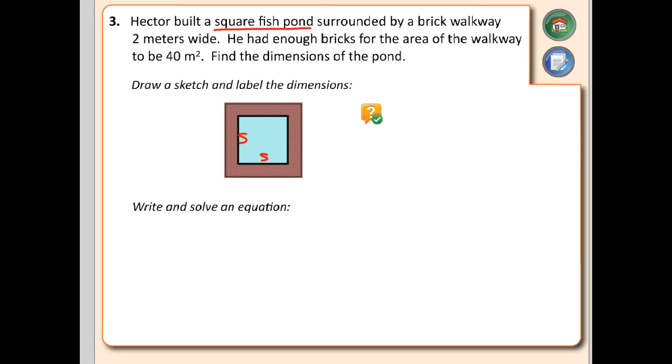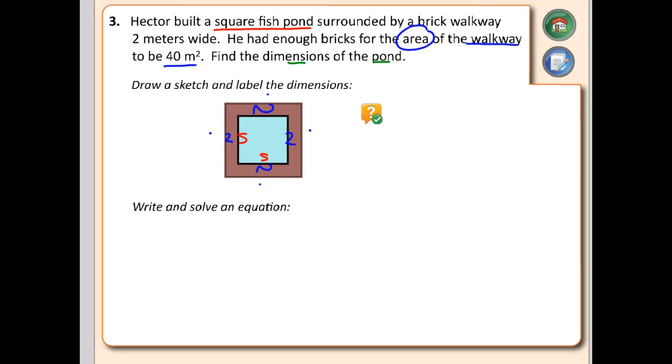Now, if you notice, we built a brick wall 2 meters wide around. I've got 4 sides around my pond, and I made each one of those 2 meters wide. So this is 2 meters, this is 2 meters, and this one is 2 meters. So we've got the pond on the inside, and the brick wall all the way around. Now, it said he had enough bricks for the area of the walkway to be 40 meters squared, and we've got to find the dimensions, the length and the width of the pond.